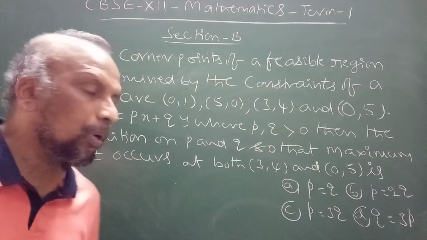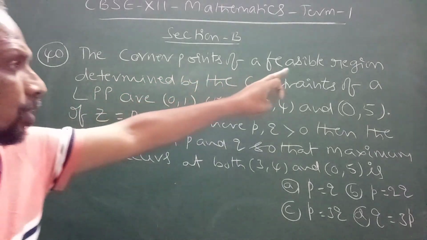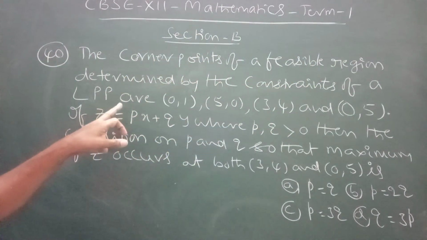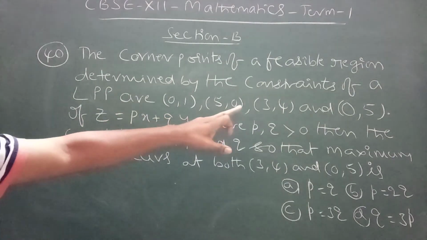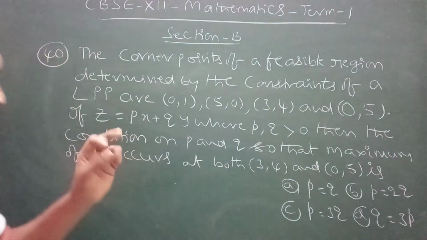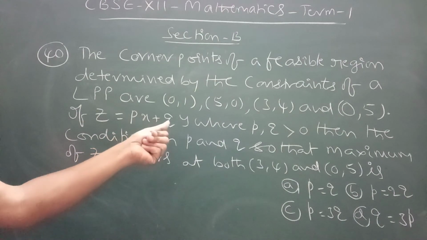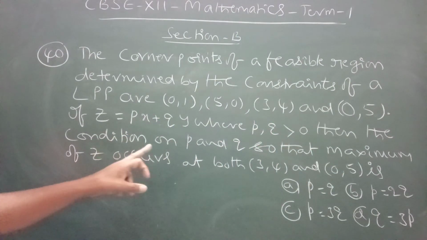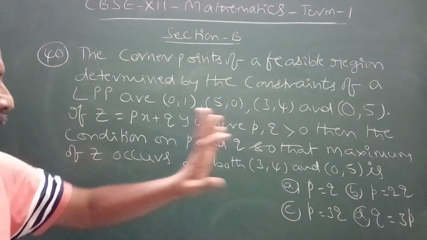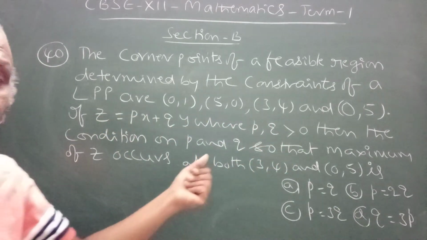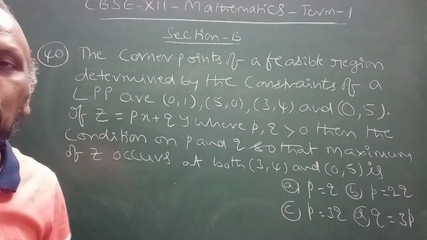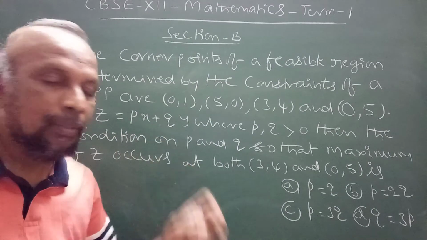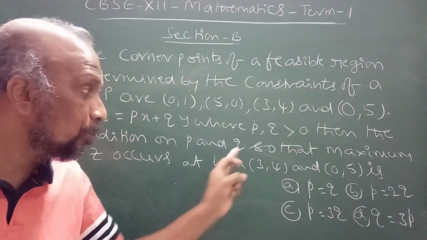This is a very simple problem. The corner points of a feasible region determined by the constraints of an LPP are 0, 1, 5, 0, 3, 4 and 0, 5. If z equals px plus qy, where p, q greater than 0, find the condition on p and q so that the maximum of z occurs at both 3, 4 and 0, 5. Now that means the maximum value should be the same at both points.